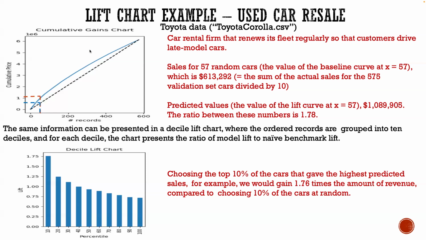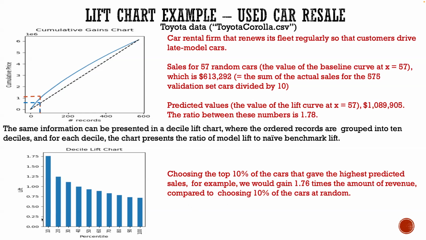And the same information that we can get from the cumulative gains chart or lift chart, we can also get from a different chart, which we call a decile chart. So this is an example of a decile chart. Again, the code that helps in creating this kind of chart is also provided to you in the reading. What the decile lift chart does is it basically divides the data into 10% sort of deciles, 10 deciles, right? So 10%, 10%, all the way till 100. And what we are trying to do here is choose the top 10% of the cars that give the highest predicted sales. That is coming from the data mining model.